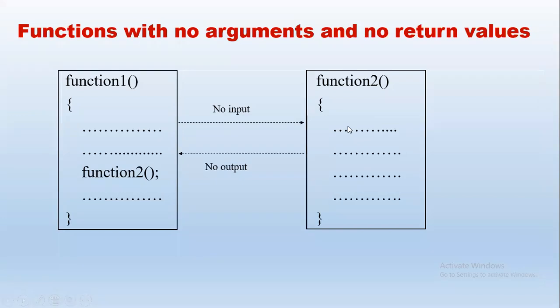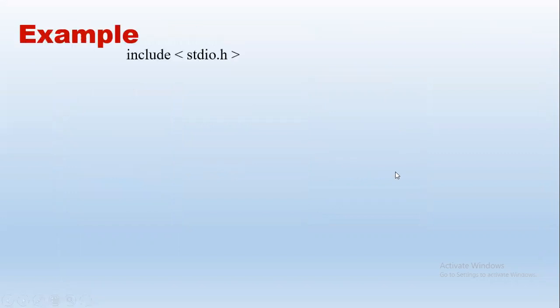Like we saw, square of 4. 4 was the input passed. Here we don't have any parameter, and it does not return any value either. There it returned, say 4 into 4, 16. But in this type, it is not returning. Then how will the user know the output? We can just print it in function 2 itself. So we will see an example.